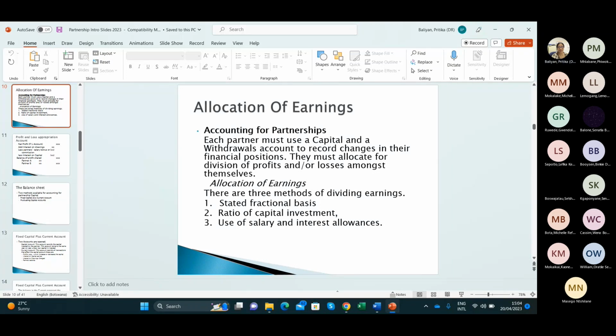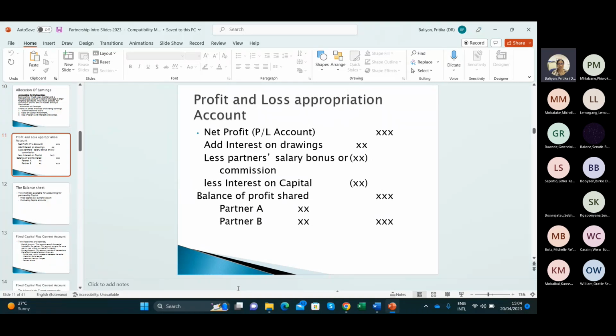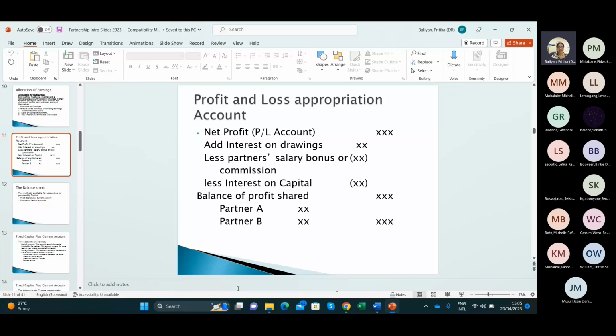partner. So to show the allocation of fractions on which the earning has been shared among the partners, we prepare the profit and loss appropriation account, where the net profit has been utilized to apportion the profit in terms of the salary, bonus, or commission of the partner, and if there is also provision to pay the interest on their invested capital, we also subtract the interest paid to the partners on their invested capital, and the rest of the balance of the profit is shared among the partners on the basis of their profit and loss sharing ratio.